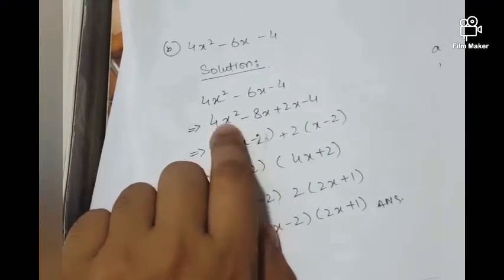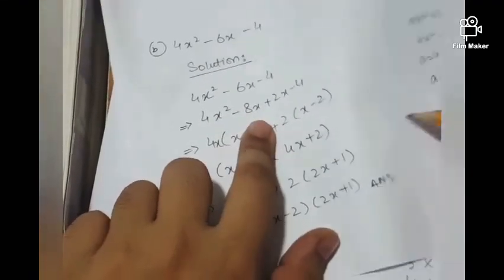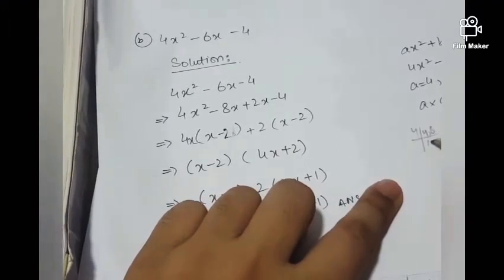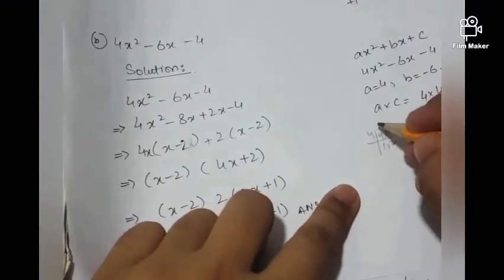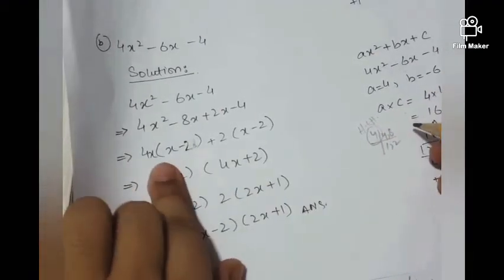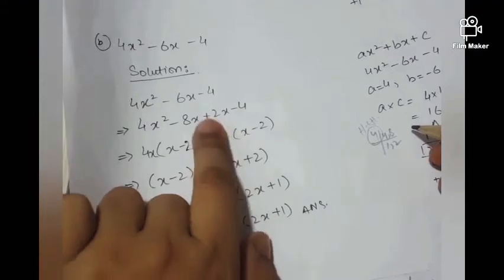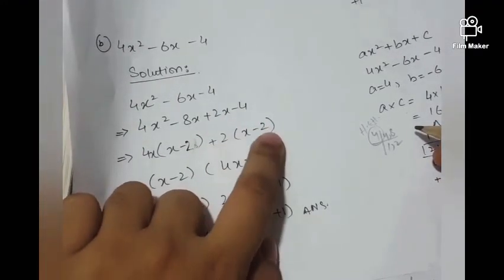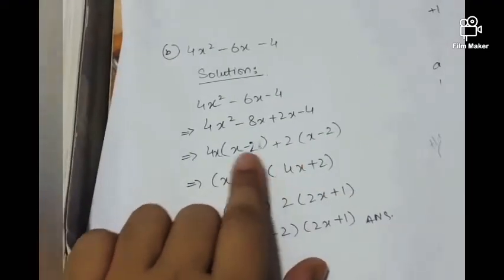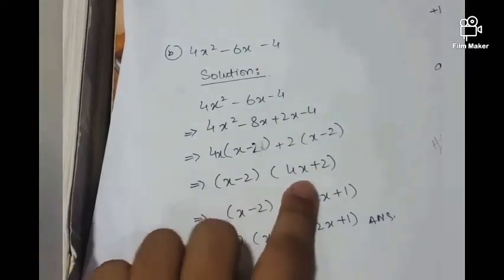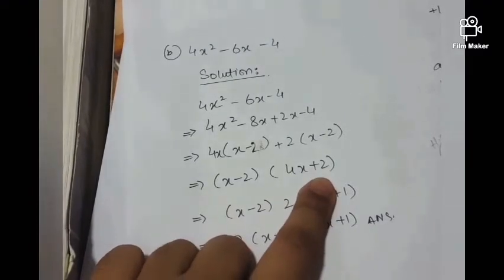Now what is the HCF of 4 and 8? It is very simple. The HCF of 4 and 8 is 4, 4 ones are 4, 4 twos are 8. So HCF is 4. Okay, 4 is the HCF, then plus. What is the HCF of 2 and 4? Definitely 2. 2 ones are 2 and minus 2. So x minus 2, x minus 2, my brackets are same, and 4x plus 2.